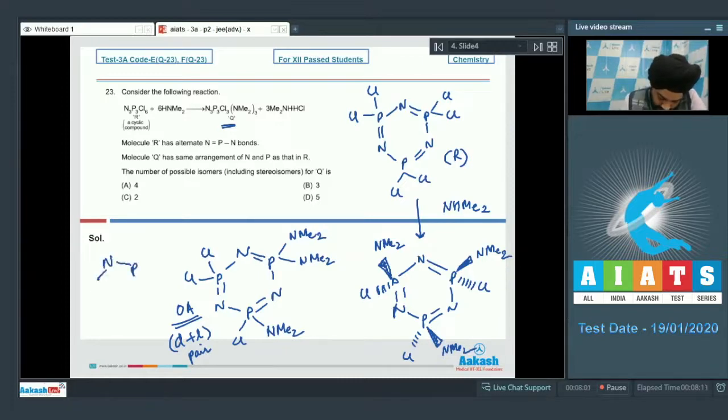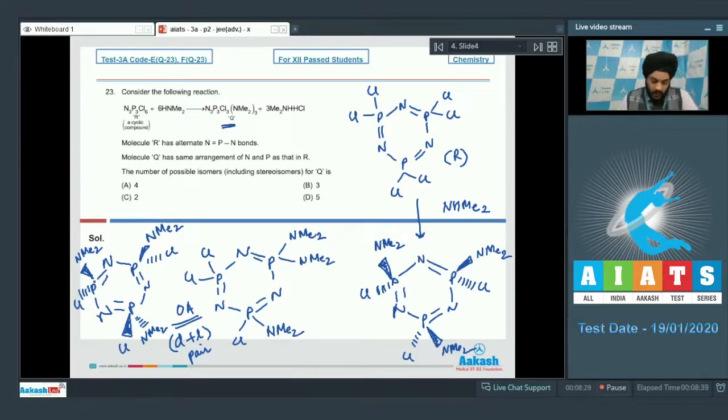So I'll draw it here. So this time we have to have only one of them as trans. Okay, so there is no other possibility. We just have to check for the optical activity of these given compounds. Okay, so we can just separate them. This was the first, it existed as a DL pair.